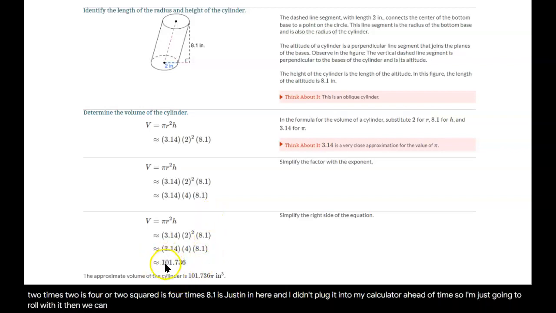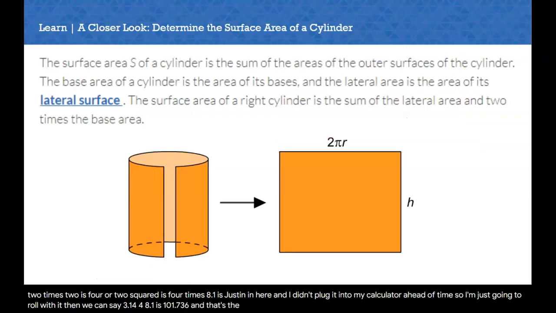Then we can say 3.14 times 4 times 8.1 is 101.736, and that's the approximate value.